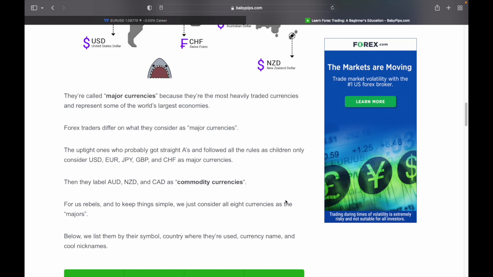Forex traders differ on what they consider major currencies. The uptight ones who probably got straight A's and followed all the rules as children probably consider the USD, the Euro, Japanese yen, Great British Pound, and the CHF as major currencies. Then they label the Australian dollar, New Zealand dollar, and Canadian dollar as commodity currencies. For us rebels, and to keep things simple, we'll consider all the 8 currencies as majors.